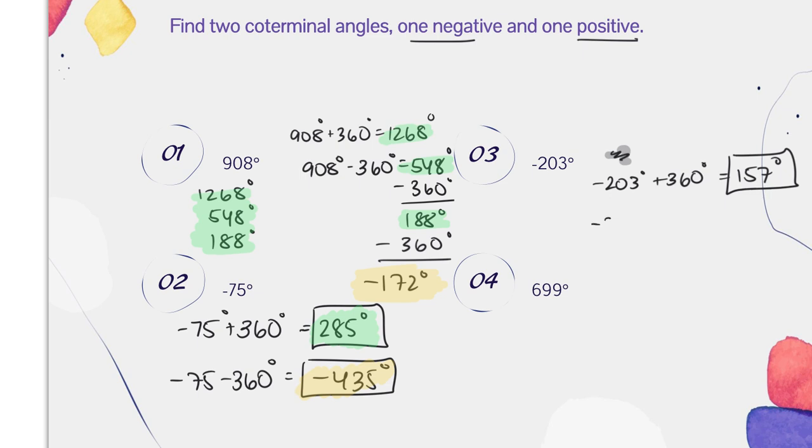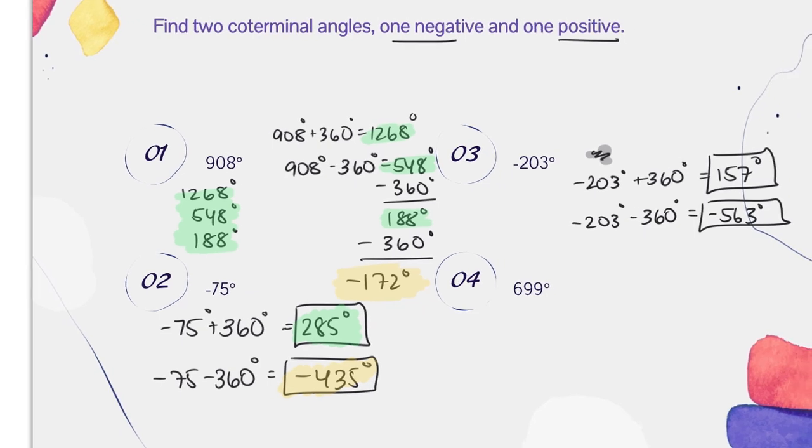And then if I take negative 203 and I subtract 360, I'll get to negative 563 degrees, and that's my negative coterminal. Did anybody get a value different than this? Is everybody okay with this?